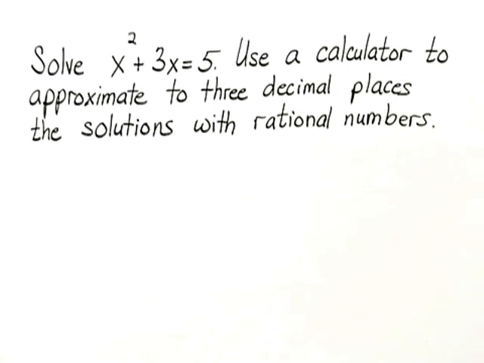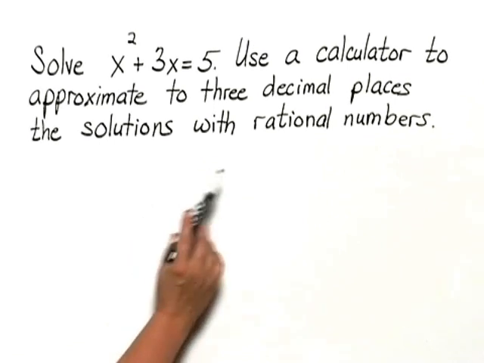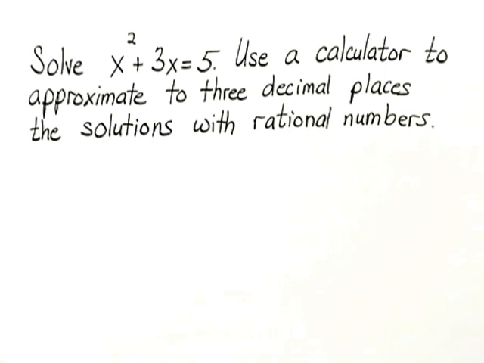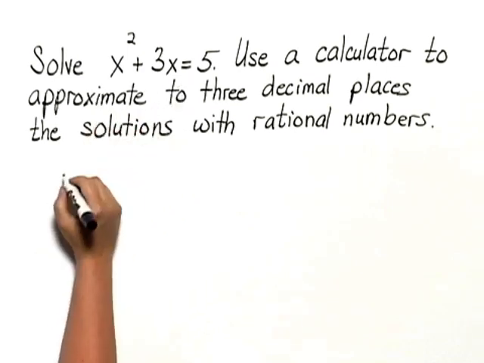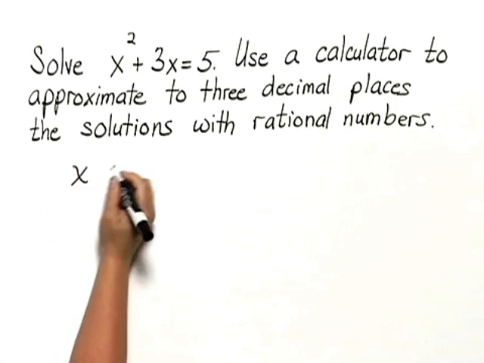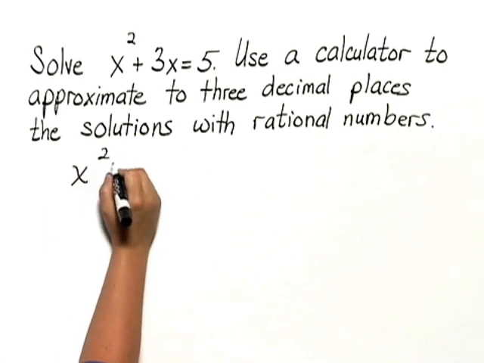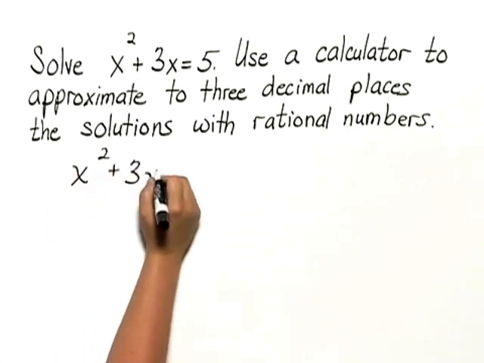Solve x squared plus 3x equals 5. Use a calculator to approximate to 3 decimal places the solutions with rational numbers. We have this equation here. Let's subtract 5 from both sides to get a 0 on one side.